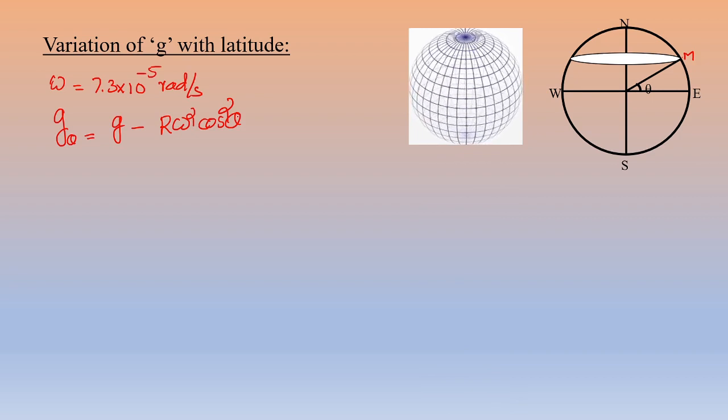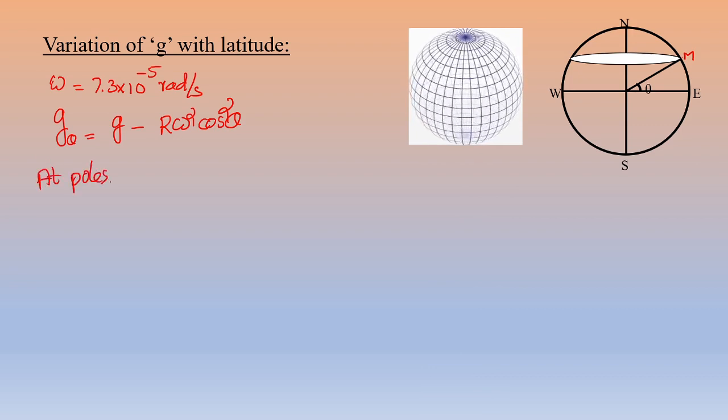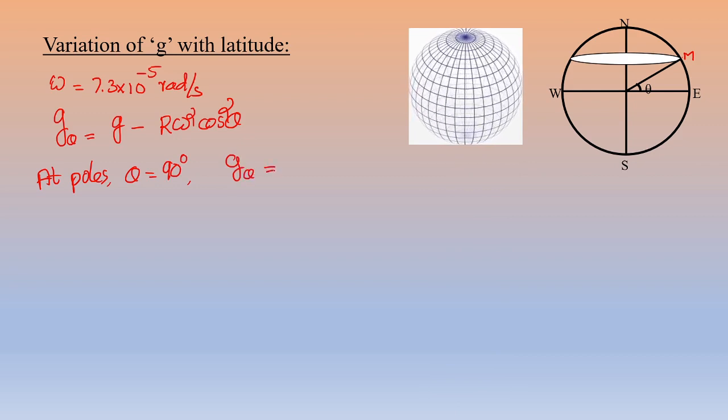Okay, that means there is a variation of g as we move from the equator to the pole. That means it varies with the latitude. At the poles, theta is equal to 90 degrees. What happens to the value of g theta? cos 90 is equal to 0, so g theta is equal to g.